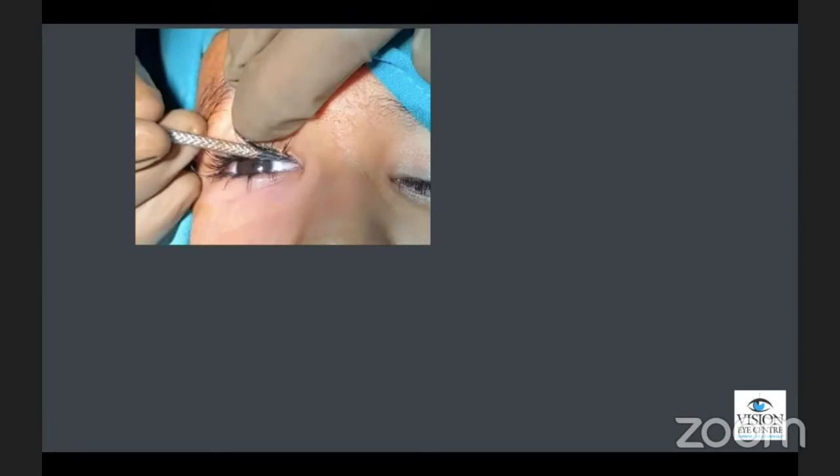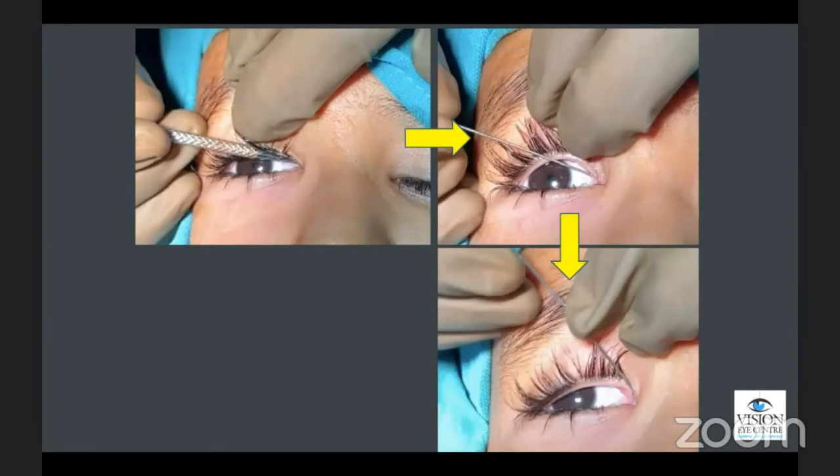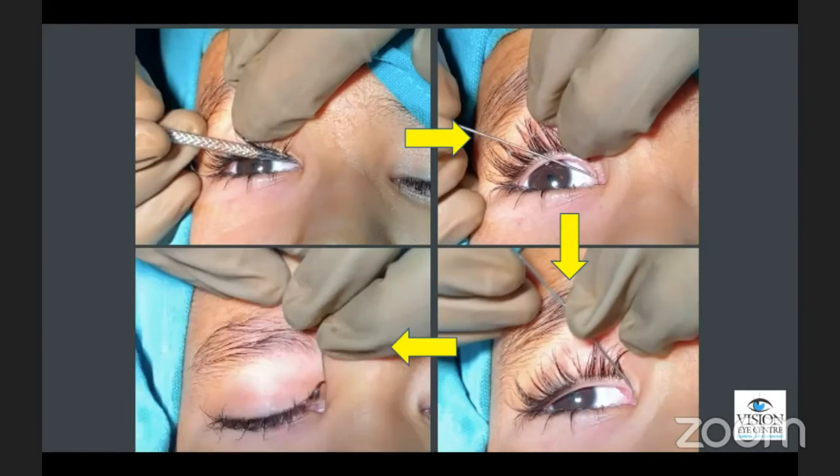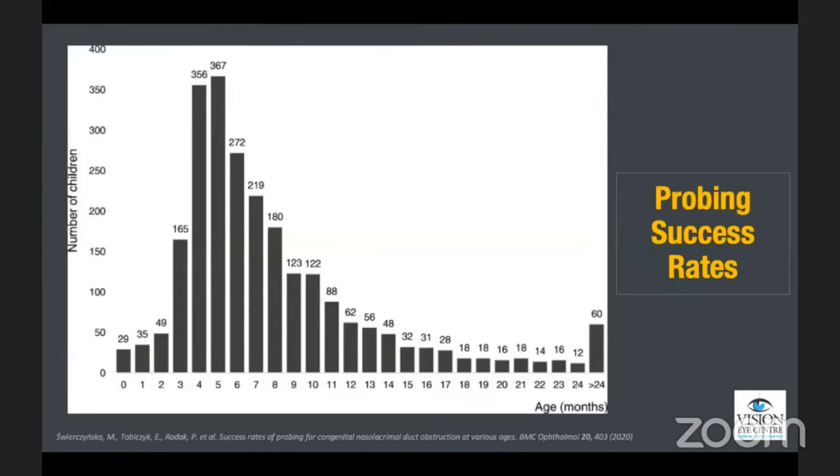So first, the upper punctum is dilated, a probe is passed, and the direction is initially medially, and then downwards and posteriorly, and then laterally at the very end. So this is an example in an adult cadaver of exactly how the position of the probe is and the direction of the nasolacrimal duct.